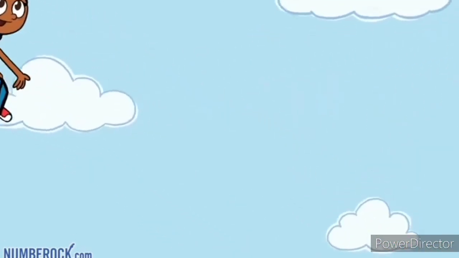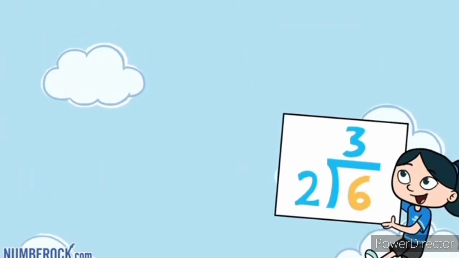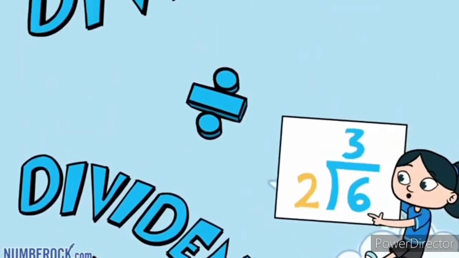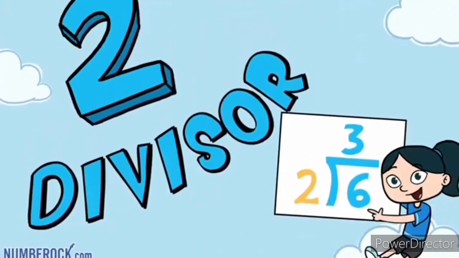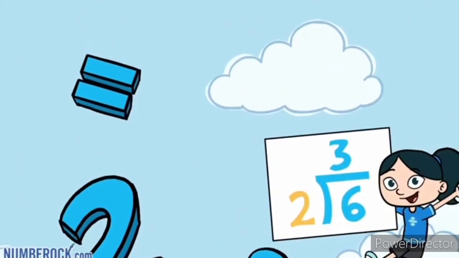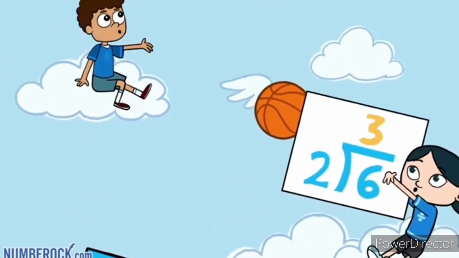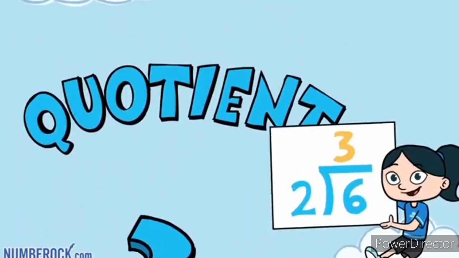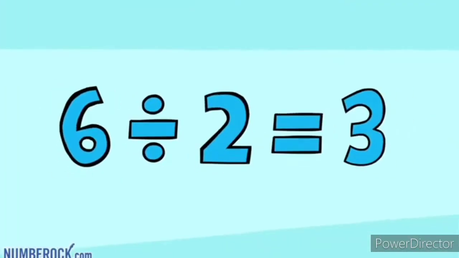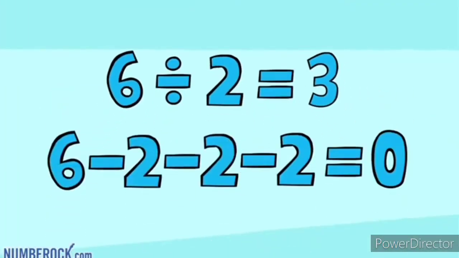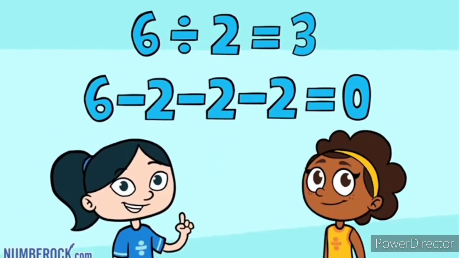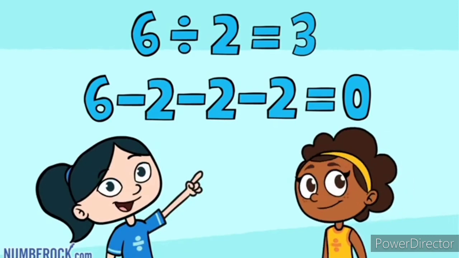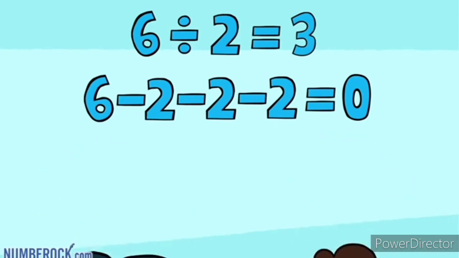The number divided is the dividend. The divisor divides, so that in the end we find the number of groups. That's the quotient. We can think of division as repeated subtraction. We can think of 6 divided by 2 as repeatedly subtracting groups of 2 from 6 until there are none left over.